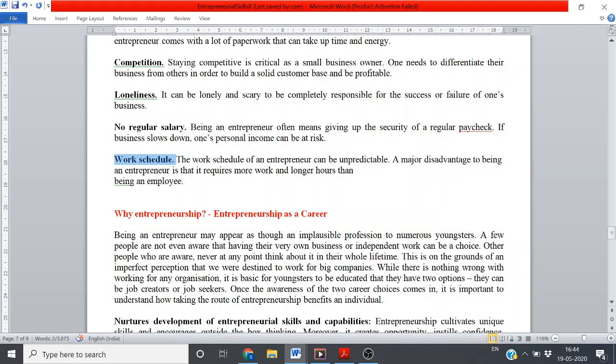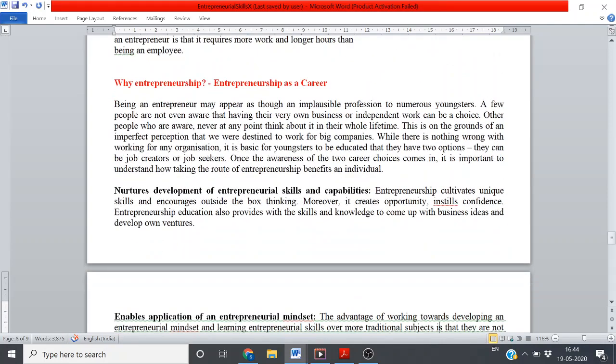Coming to entrepreneurship as a career, from childhood we only think about getting a job. We know there are two options for us: one are the persons who create jobs and the other are the job seekers. So it depends upon us whether we are the job creators or the job seekers. The main motive of reading this chapter is to develop entrepreneurial skills.